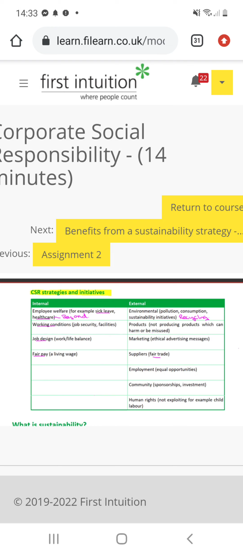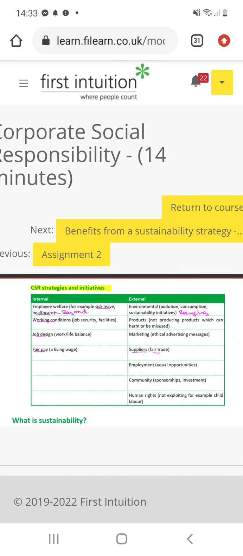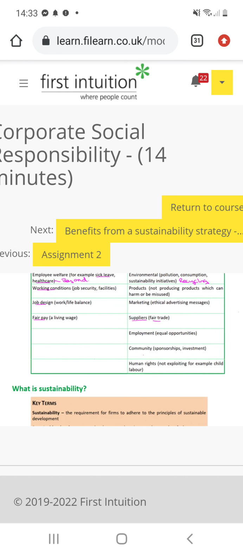Dealing with our suppliers in a more fair way, sticking to contracts by paying on time and dealing as agreed. Equal opportunities with employment externally and looking after the community, perhaps in the form of local sponsorship, local investment. We're part of the community, so we would be giving something back. And also, any consideration for human rights would be good CSR as well.